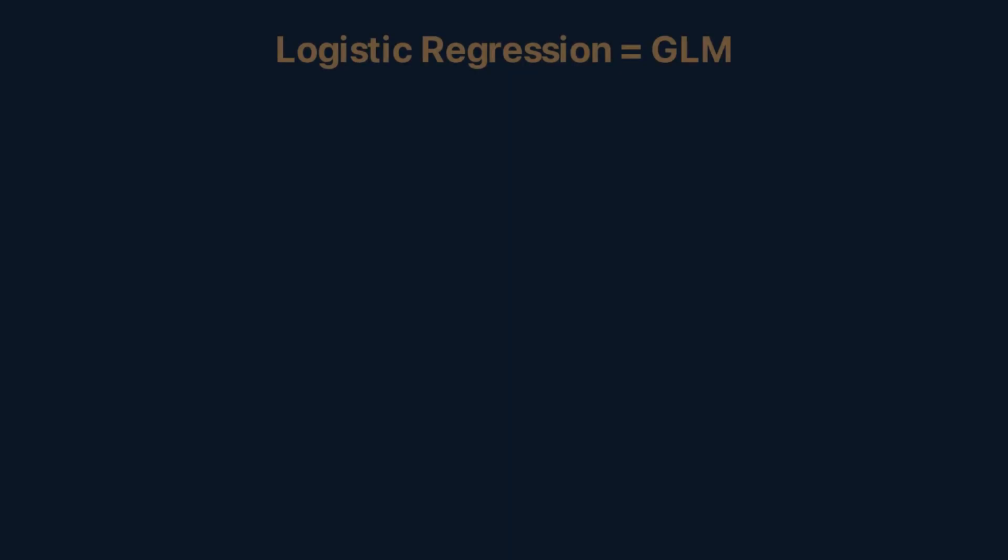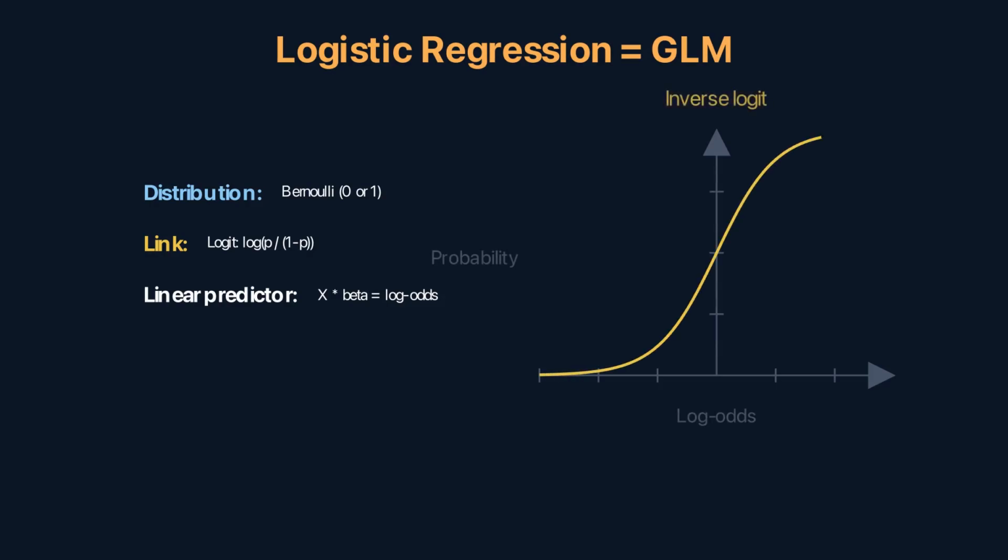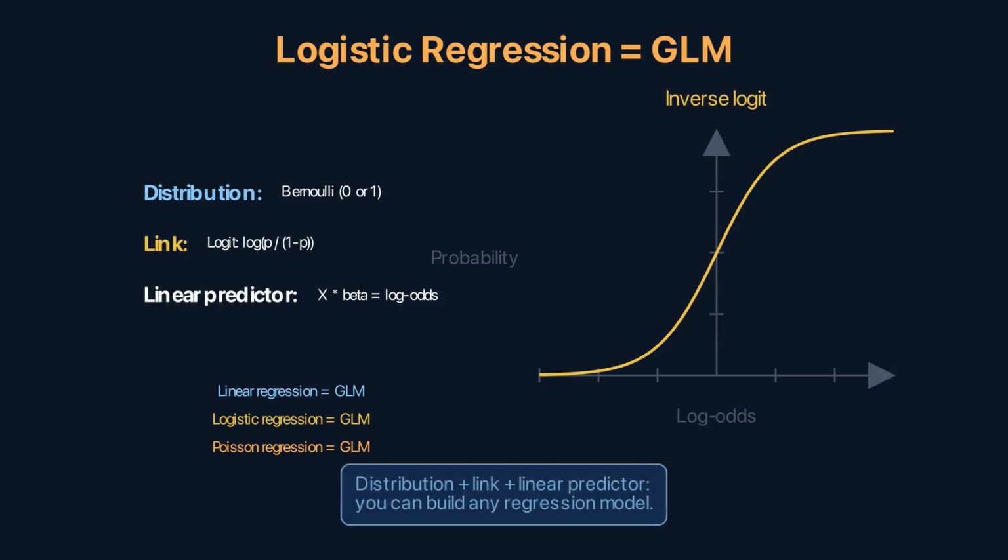Logistic regression from the Recipe Lab video, reframed. The outcome is binary, 0 or 1. The distribution is Bernoulli. The link function is logit, log of p over 1 minus p. The linear predictor gives log odds. Exponentiate to get the odds ratio. Apply the inverse logit to get the probability.